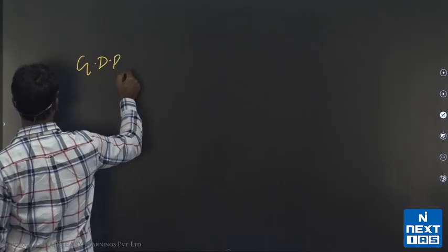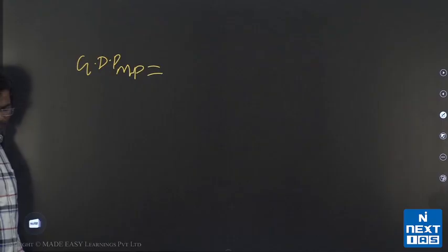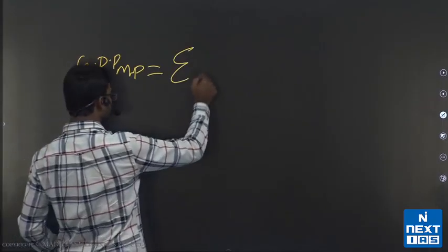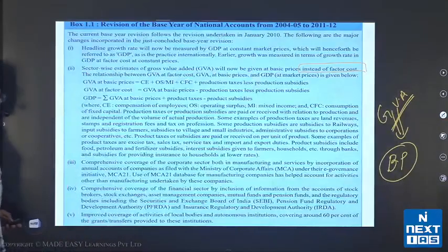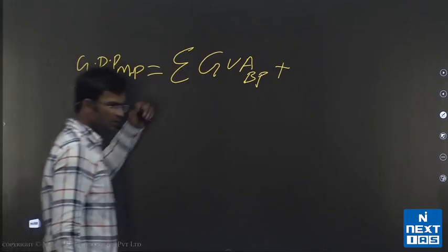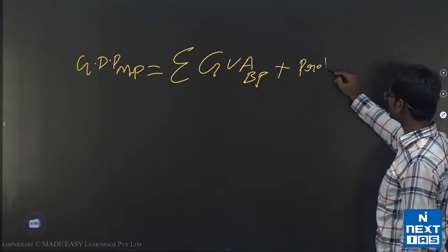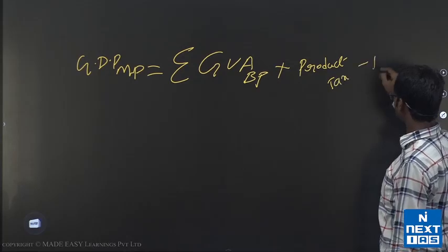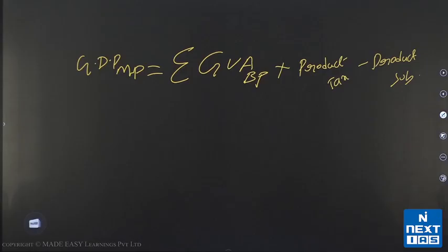GDP market price is equal to, this formula you have to remember. GDP market price is equal to sigma GVA at basic prices. Sigma means summation. Sigma GVA at basic prices plus product taxes minus product subsidies. So GDP at market price is equal to GVA at basic price plus product taxes minus product subsidies.